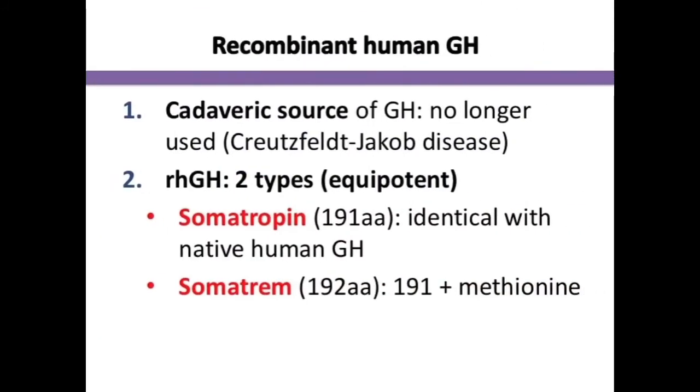Growth hormone used to be harvested from cadaveric sources, but this is no longer used because of Creutzfeldt-Jakob disease, also known as mad cow disease. So now we have recombinant human growth hormone, in two types which are equipotent with native growth hormone, known as somatropin and somatrem.